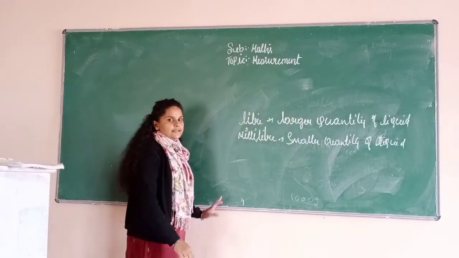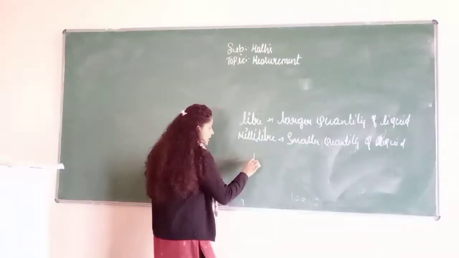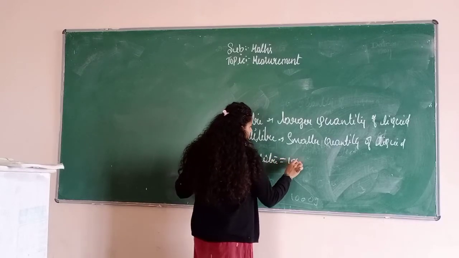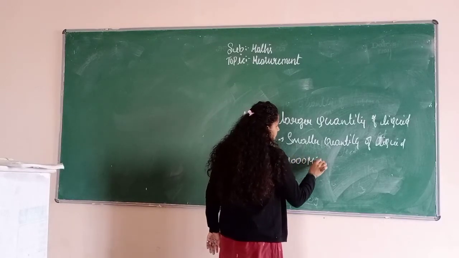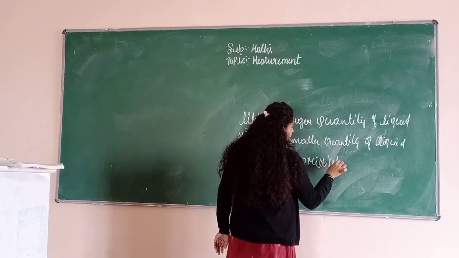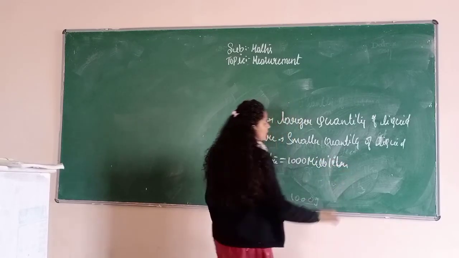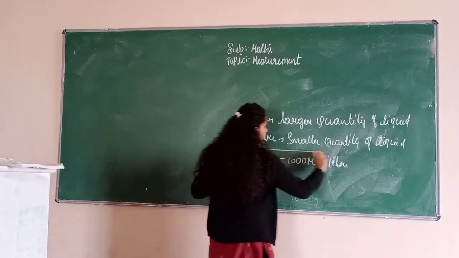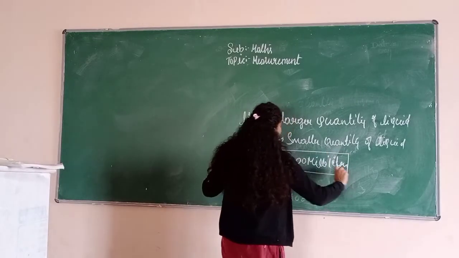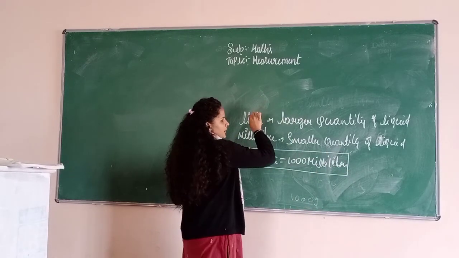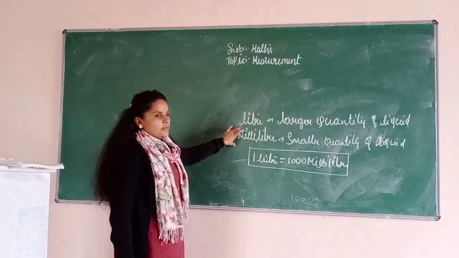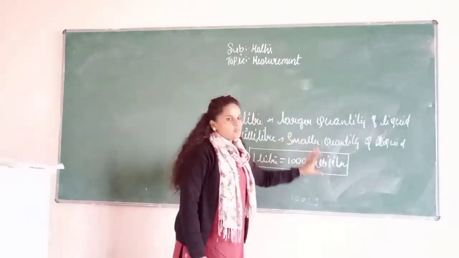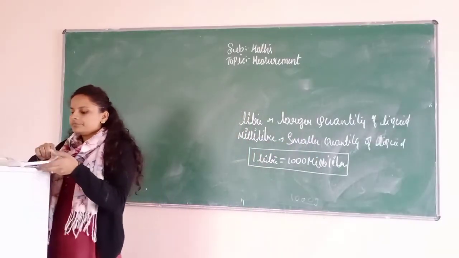So 1 liter is equal to 1000 milliliter. 1 liter is equal to 1000 milliliter. You have to keep in your mind that 1 liter is equal to 1000 milliliter. This is the unit of capacity. The liter is used to measure the larger quantity of the liquid, and milliliter is used to measure the smaller quantity of the liquid.